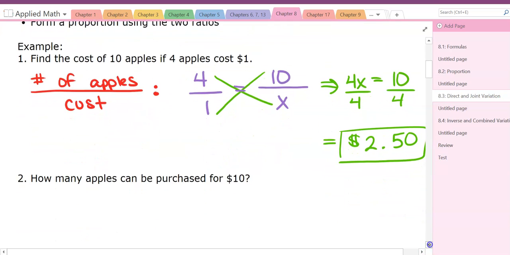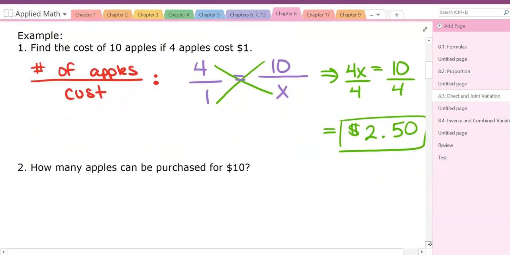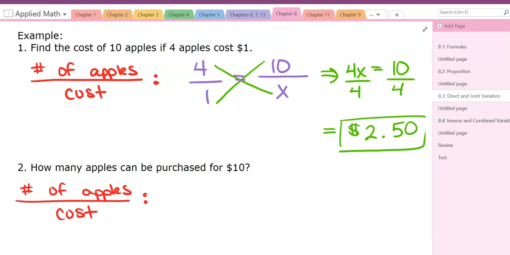So the second one says, how many apples could be purchased for $10? I'm going to use the same setup here. I'm still going to put the number of apples over the cost. And I'm using some of the information from up above, which said that I bought 4 of them for $1. This time I want to know how many could be bought for $10.